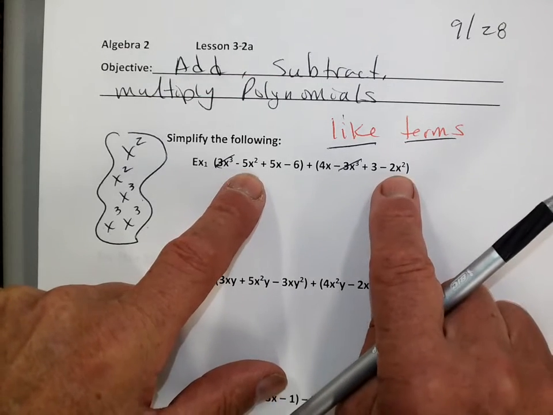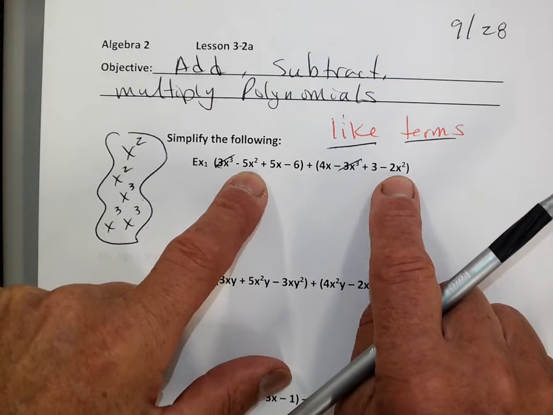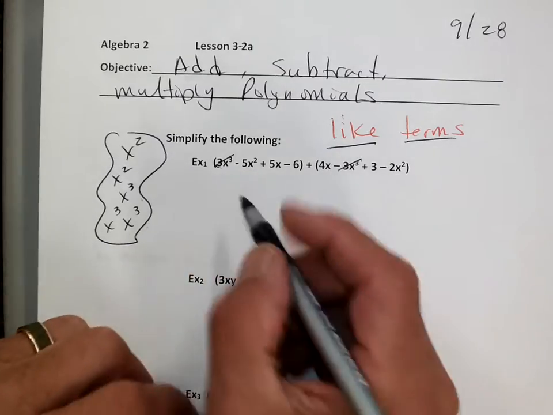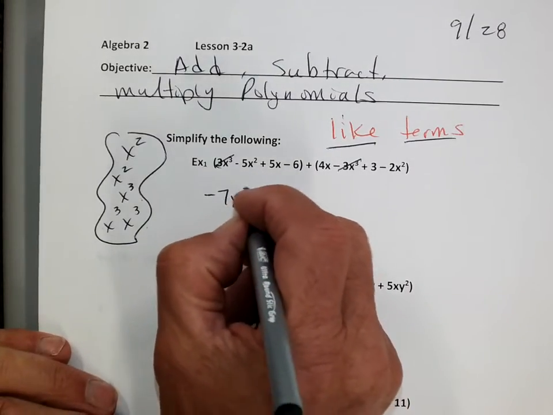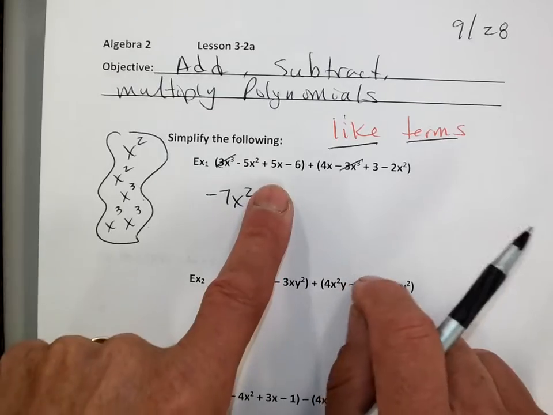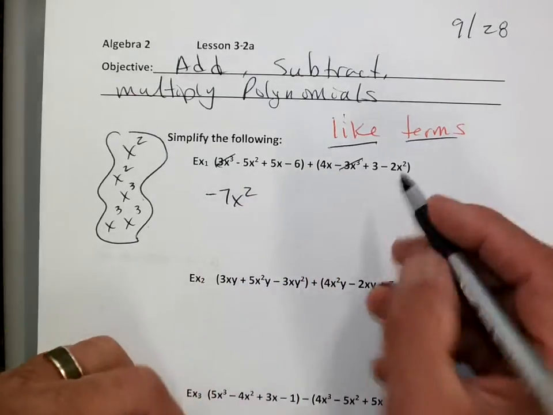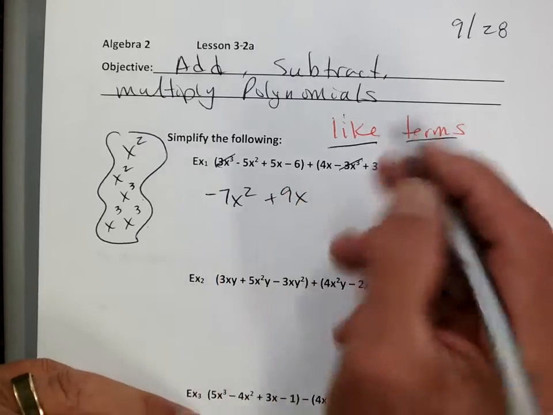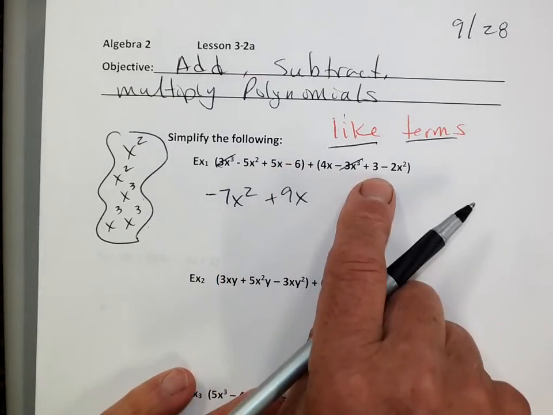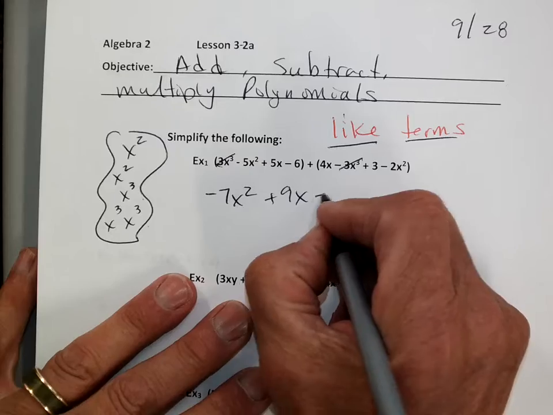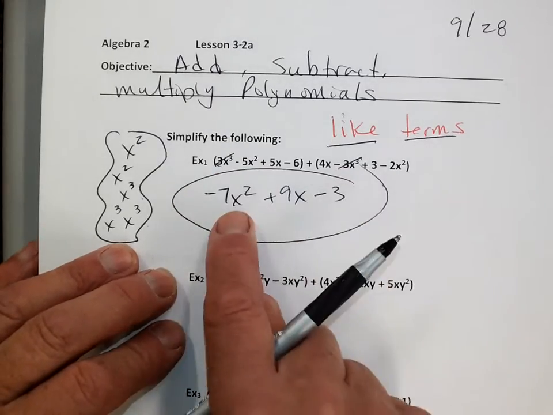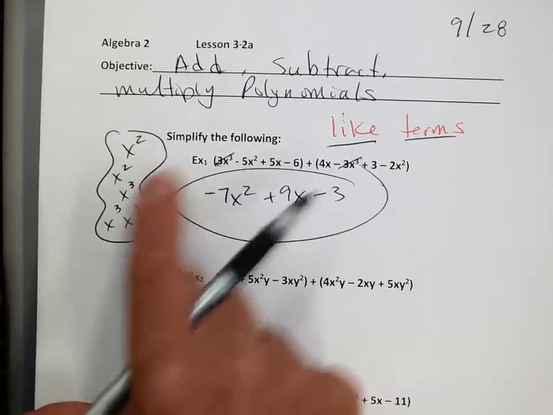I've got x squared, so if I go a negative 5x squared and a negative 2x squared, I get a negative 7x squared. Remember, let's keep them in order, biggest to smallest. I've got a 5x plus a 4x makes a positive 9x, and a negative 6 plus 3 makes a negative 3. And that's my answer. I cannot combine these terms because they're not the same.